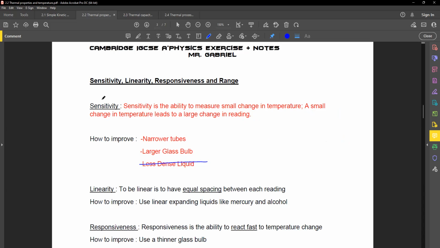Yeah, and these two are very, very important to know, right? Basically, if they test you on your understanding of sensitivity, linearity, and responsiveness, you must know that in order to improve it, you either use a narrower tube or a larger glass bulb. Using a narrower tube basically lets the liquid push up more length, guys, and using a larger glass bulb essentially has more liquid to push it upwards, guys. So this is what we want, guys. We want it to have a large change in reading. That's why we want this here.